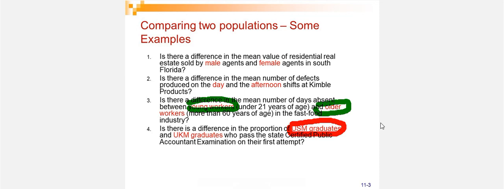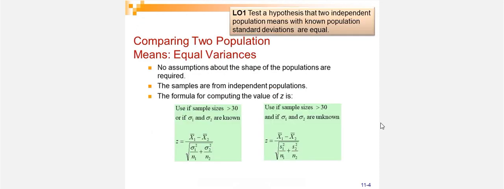Which one? Who passes the CPA, certified public accountants, on the first attempt. Okay. This one I go faster sebab kita dah belajar sebelum ni.